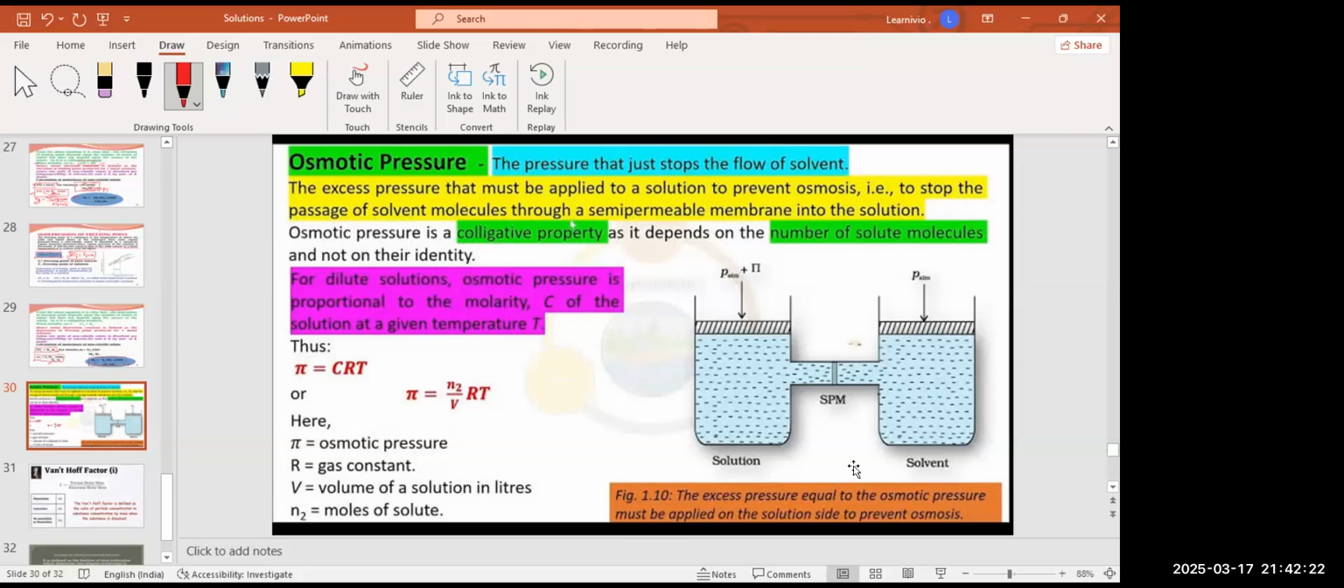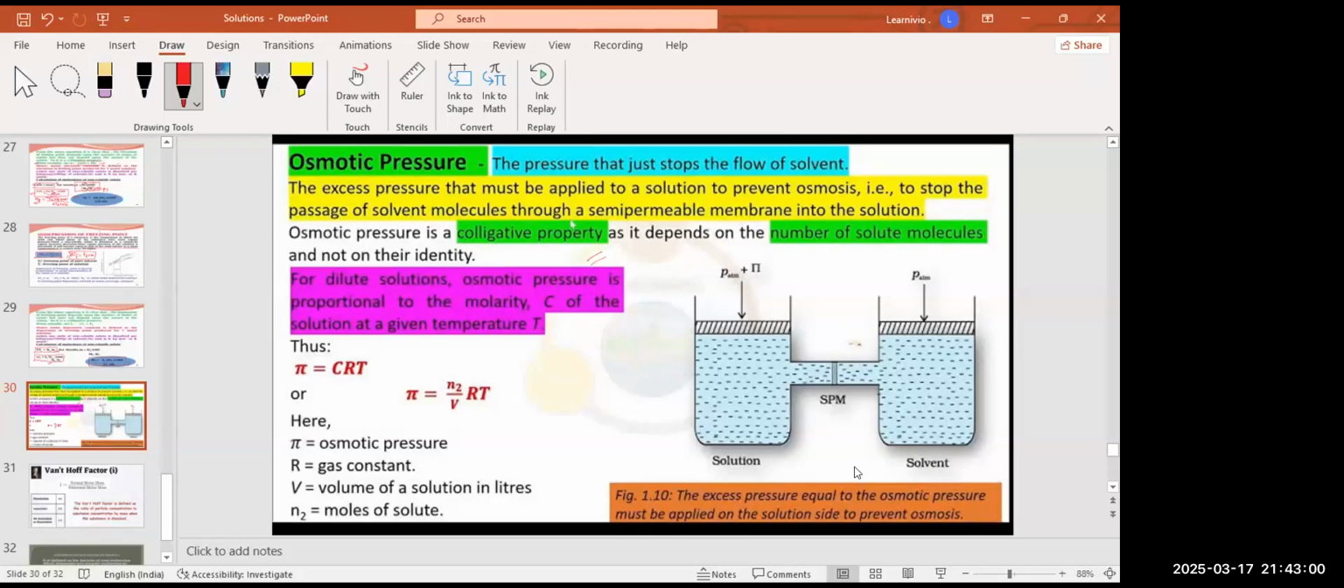And what is osmotic pressure? The pressure which just prevents the flow of solvent molecules is known as osmotic pressure, right? In other words, we can say that the pressure that must be applied to the solution in order to prevent the passage of solvent molecules into the solution through the semi-permeable membrane separating the two of them is called osmotic pressure.